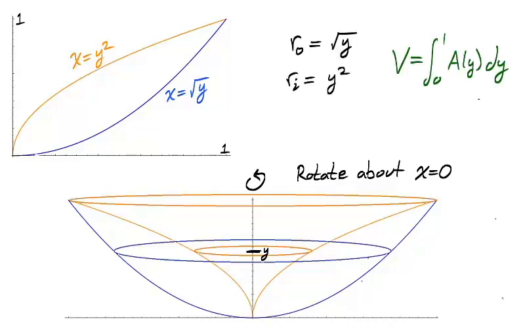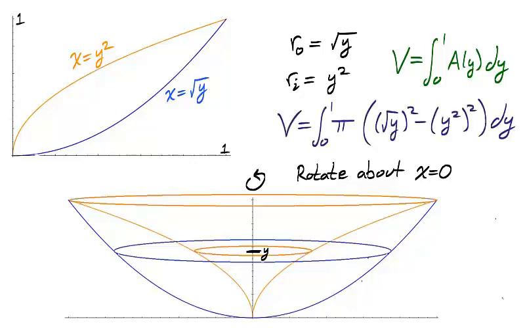The radius of the blue circle for a particular y is the square root of y, while the radius of the orange circle is y squared. Therefore, the volume of the solid of revolution is calculated using the integral of the cross-sectional area A, which is the area of the washer, pi times the outside radius squared minus the inside radius squared.